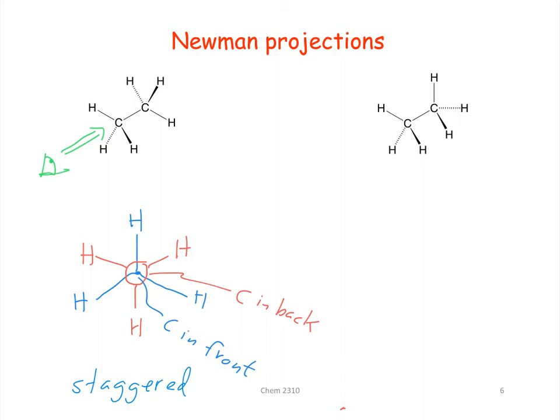All right, so let's do the same thing for this other structure. Here, we're going to look right here, peer down this. I'm going to do it just the same. So the front carbon is just the same, right? So we do it, oops, I did that wrong. Draw it with a dot.